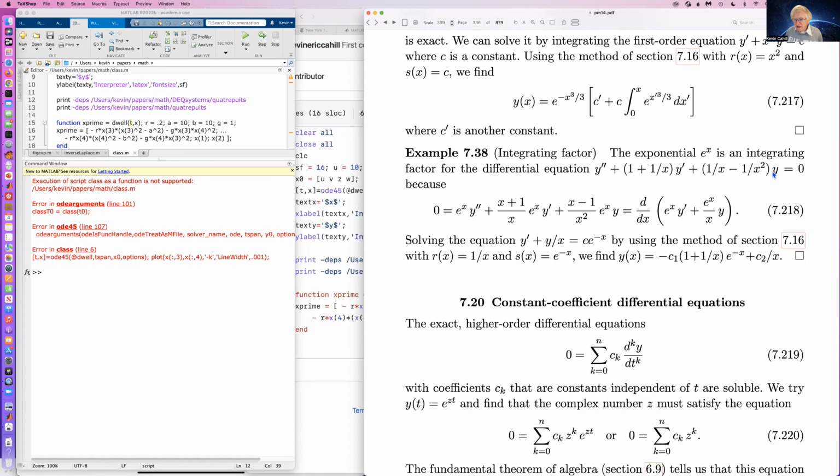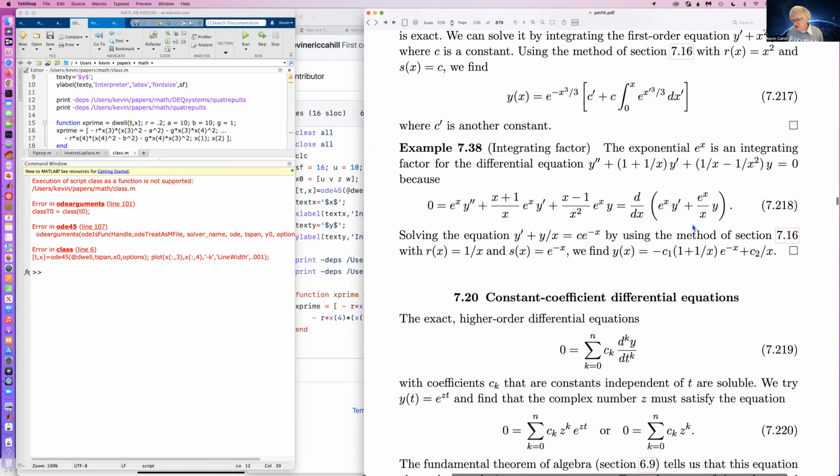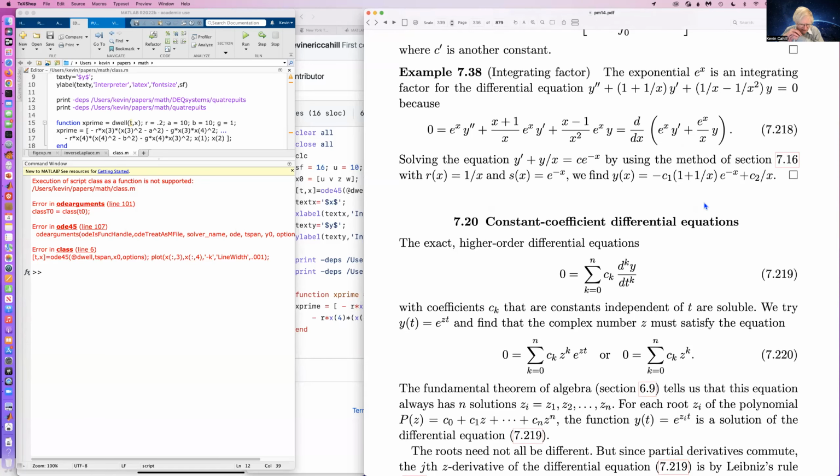Here's a more complicated structure, and this exponential turns out to be an integrating factor for this equation, and then one can again solve this. Once you multiply by e to the x, you then get something that is exact because e to the x is an integrating function for this.